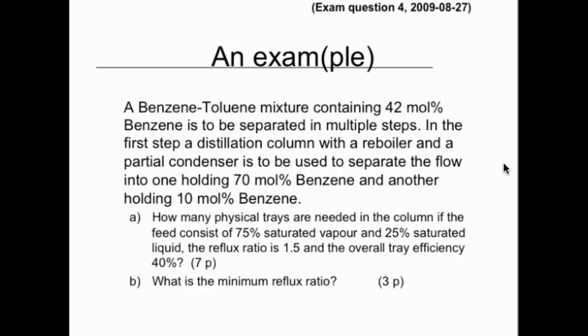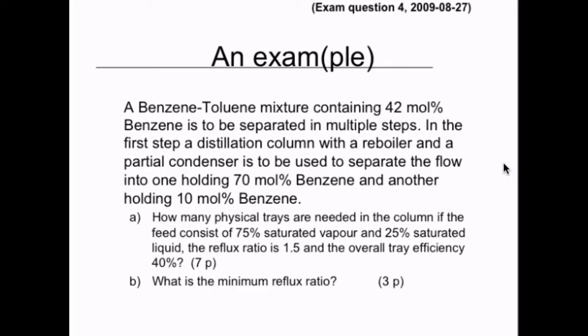Question A. How many physical trays are needed in the column if the feed consists of 75% saturated vapor and 25% saturated liquid? The reflux ratio is 1.5 and the overall tray efficiency 40%. Question B. What is the minimum reflux ratio?